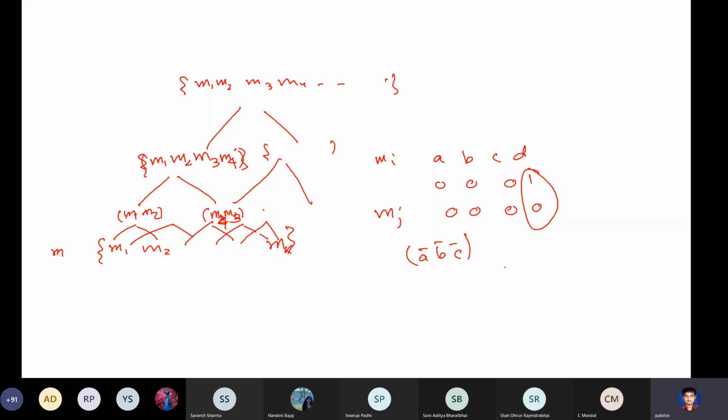And when you are checking whether this MiMj is combinable with, say, MuMv, you just check for this. MuMv will have some other set of variables, and you just check whether these two are combinable or not. This way you keep on combining, and the higher the level you can go to, the more reduction you have, the more variables you have eliminated.